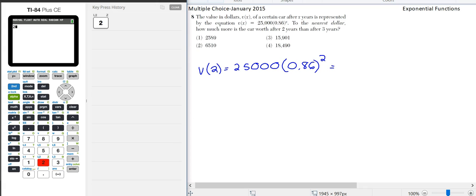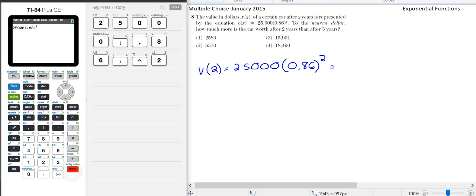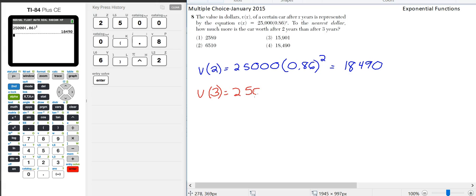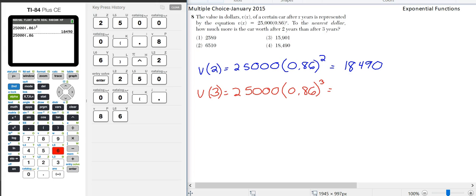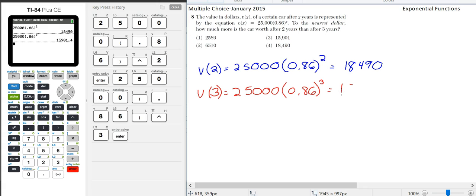And what is this? Let's do it on the calculator. 25,000 times 0.86 squared, and it's worth 18,490. And now let's evaluate v of 3. How much is the value of the car after 3 years? So we have 25,000 times 0.86 cubed, and that is 15,901.4.